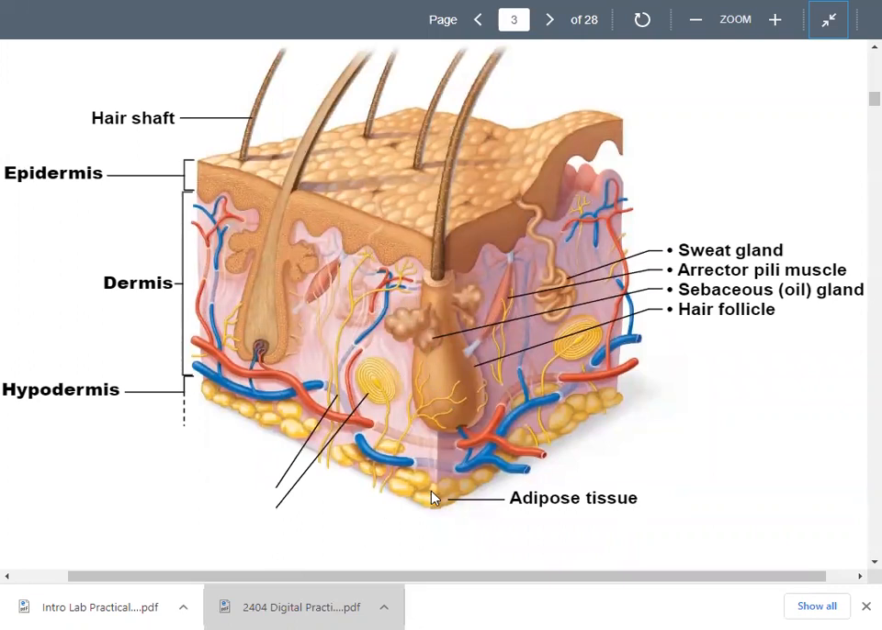So this is adipose tissue or fat cells. This is a Pacinian or lamellated corpuscle, right? Remember, lamellae are rings. You see all the rings in there. So it's a lamellated corpuscle, right? It helps you sense pressure on your skin, things pressing down on your skin.